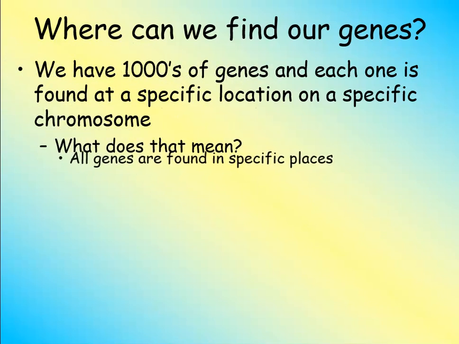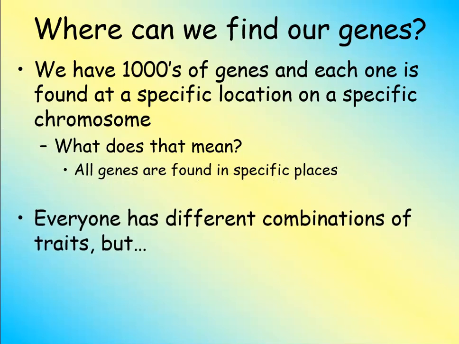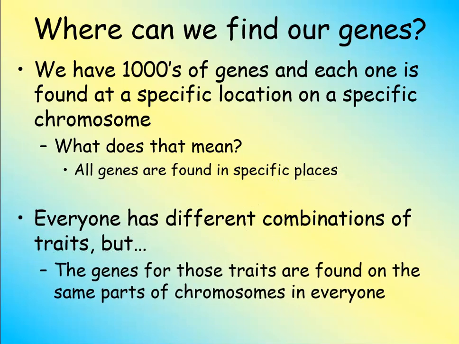So what is that going to mean? All genes are found in a specific place in every single chromosome. So everyone has different combinations of traits. But the genes for those traits are found on the same parts of chromosomes in every single one of them. So your gene for eye color is found in one specific chromosome. Well, my gene for eye color is found in that same location on my chromosome.